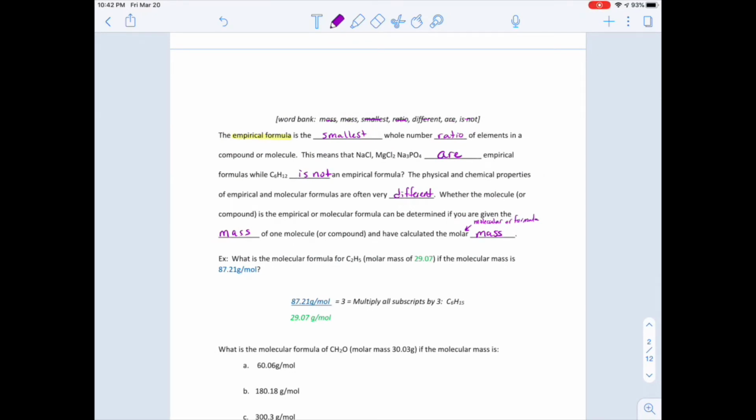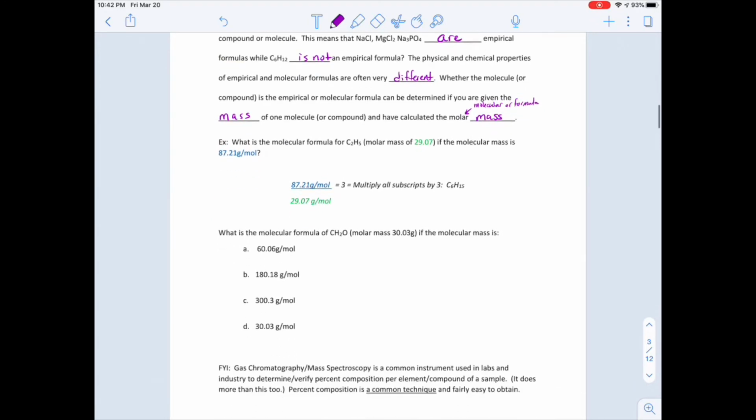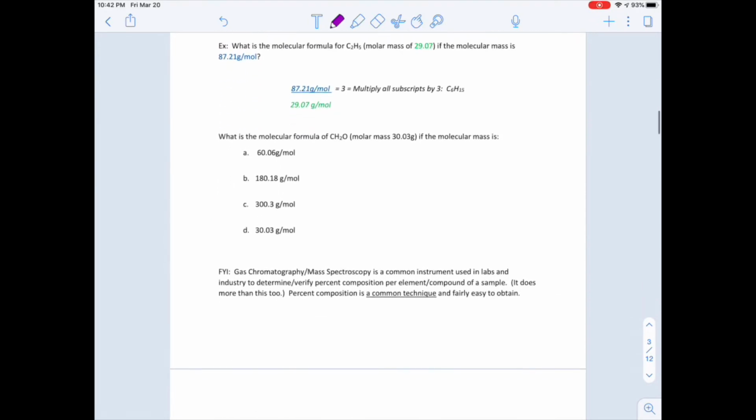So this is a lot of words that actually says something that's really simple. So this is another simple math. You've done this before. I promise you've done this kind of math before. Just not maybe with compounds. So here's our example. What is the molecular formula for this? So this is saying we have the empirical. What is the molecular formula if the molecular mass is this amount?